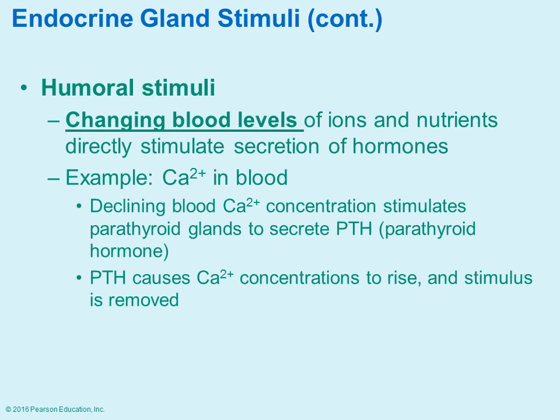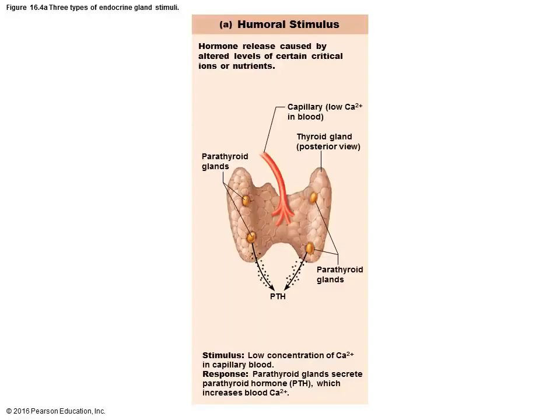So when we're talking about humoral stimuli, it has to do with ions or nutrients. In this particular example, it's the concentration of calcium that's triggering the release of the parathyroid hormone. And this is just a diagram showing that as the calcium level decreases, it stimulates the parathyroid hormone to be released. The final response is going to be increased calcium levels in the blood.